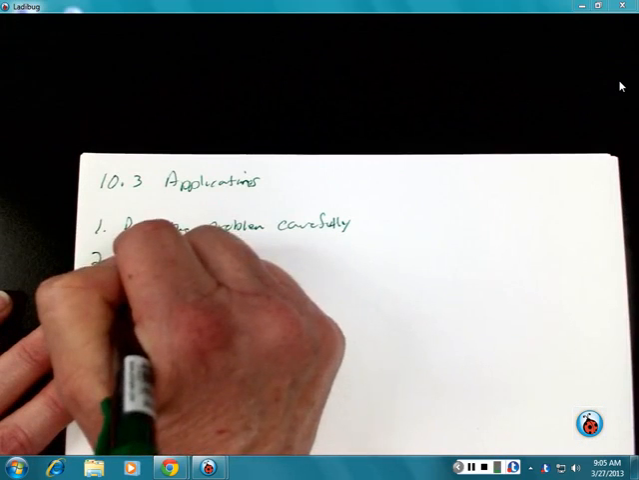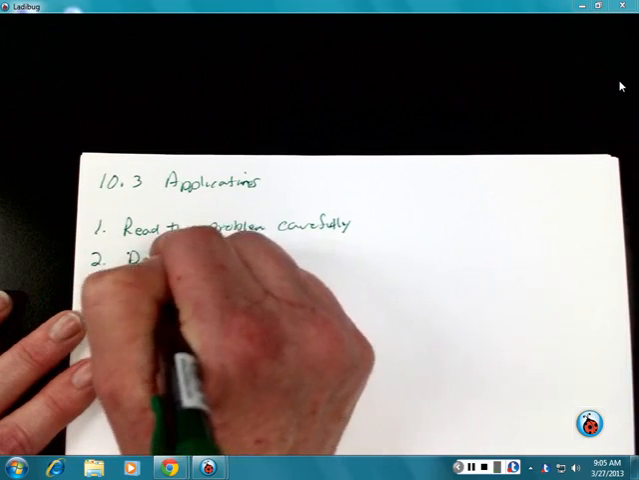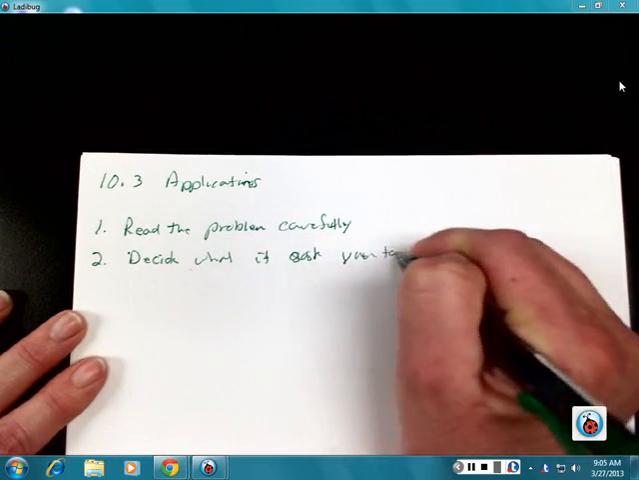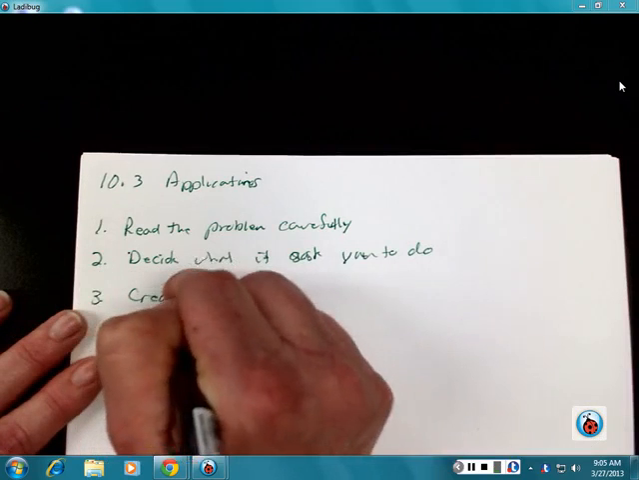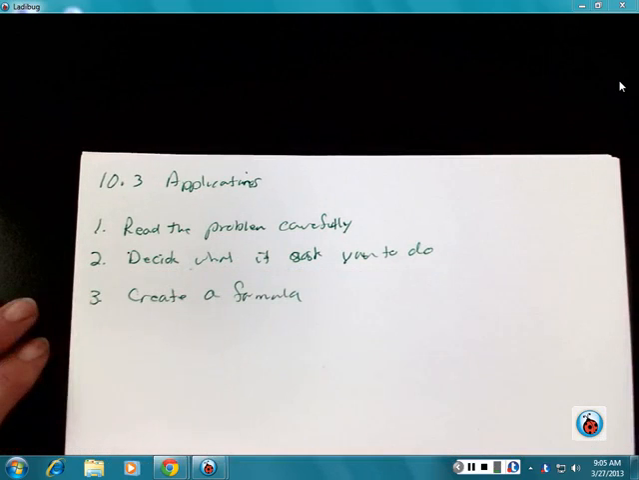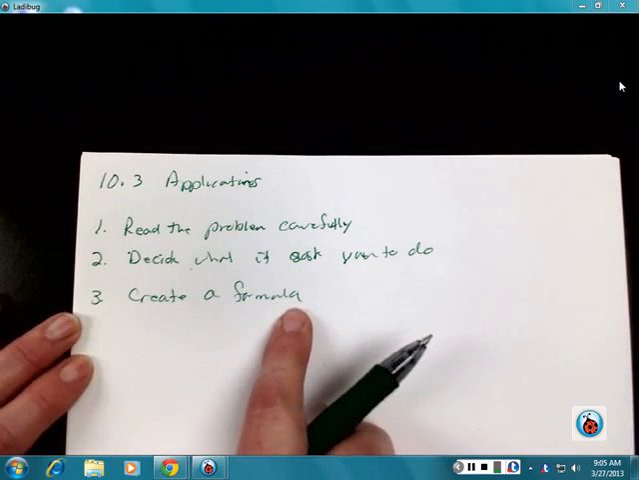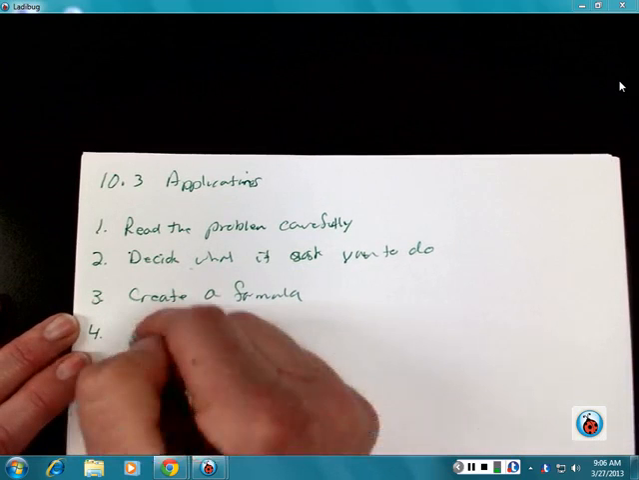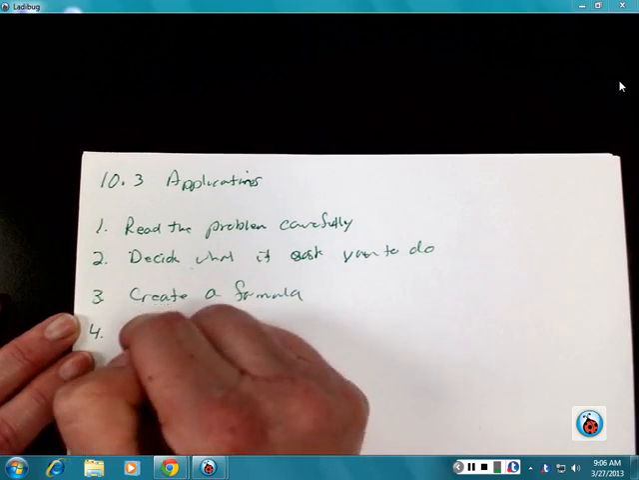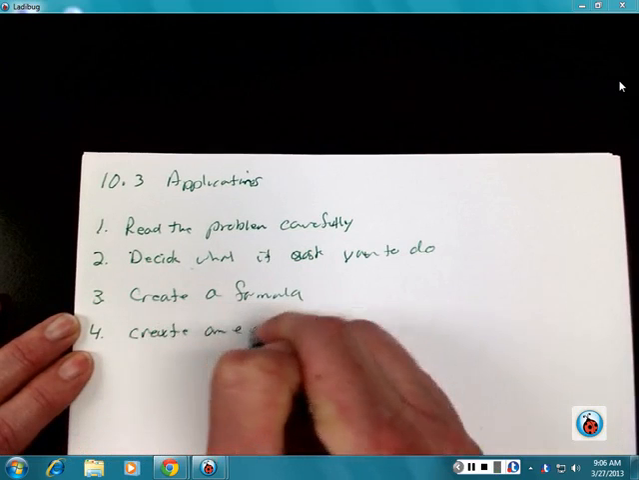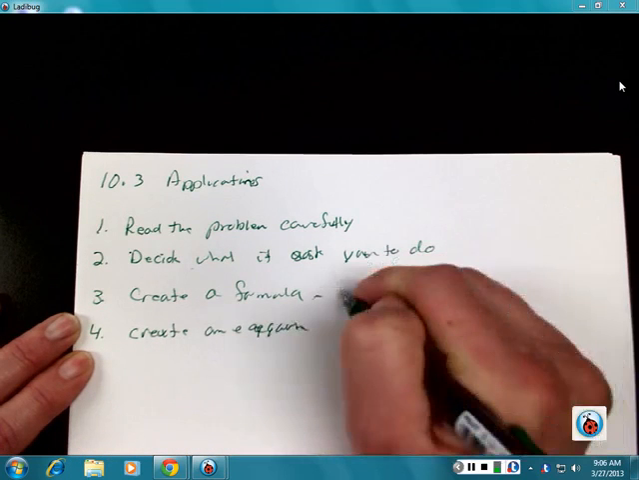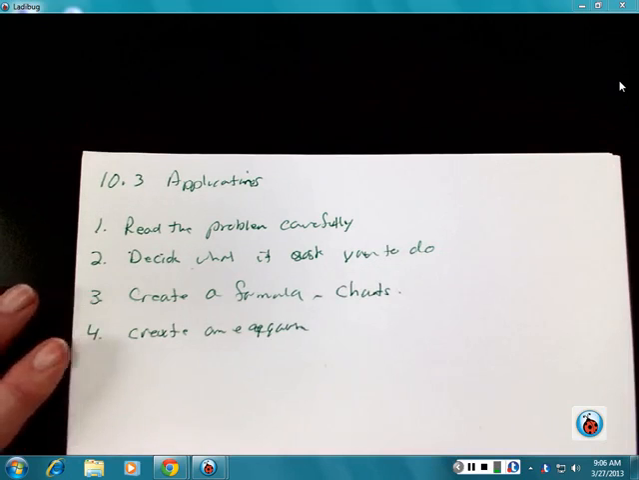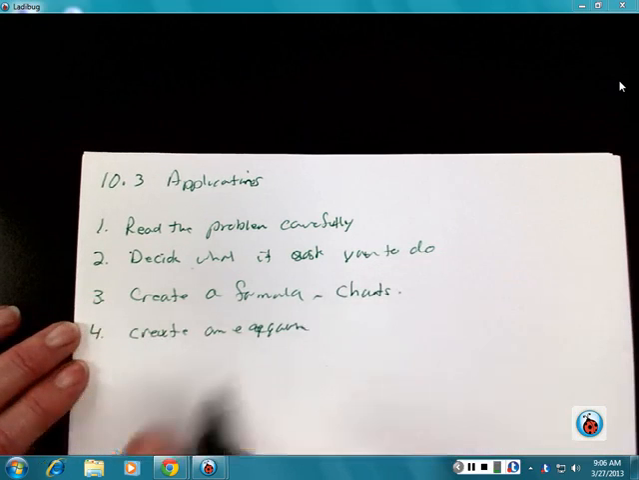And then the second step is decide what it asks you to do. Step 3 is create a formula to solve it. Some of these have a formula; they'll give you one already, and you just need to plug in your numbers. Step 4 is form the equation, so you're going to create an equation. In step 3, you also might want to do something with charts, because some of them are not distance, but airplane flights, and so you have headwinds and tailwinds and that type of stuff.